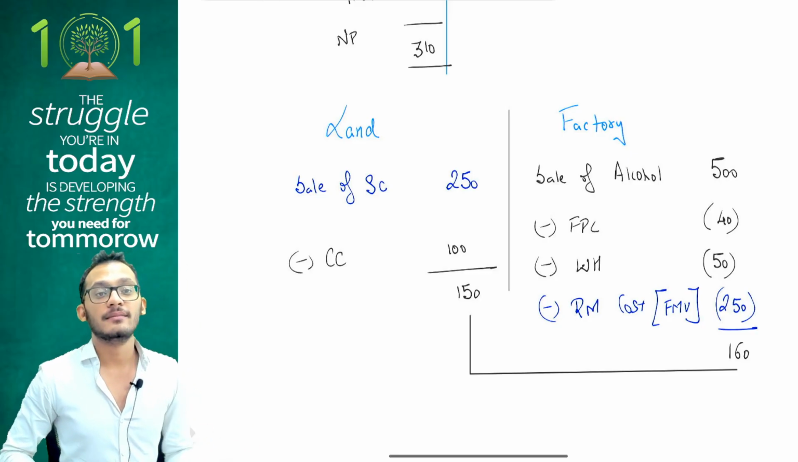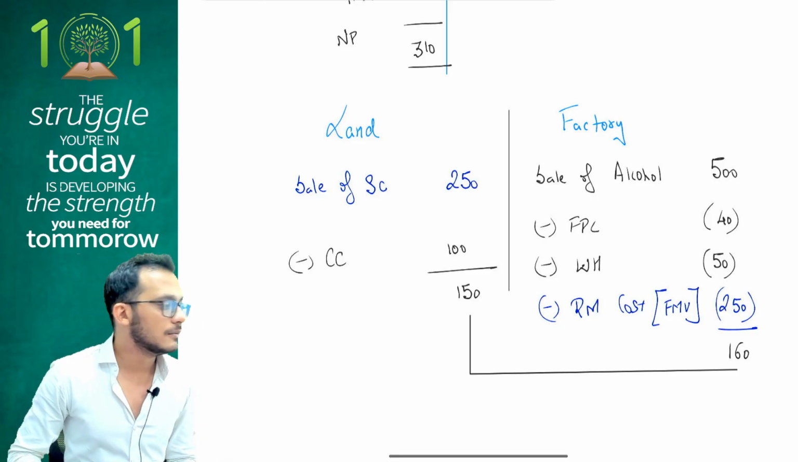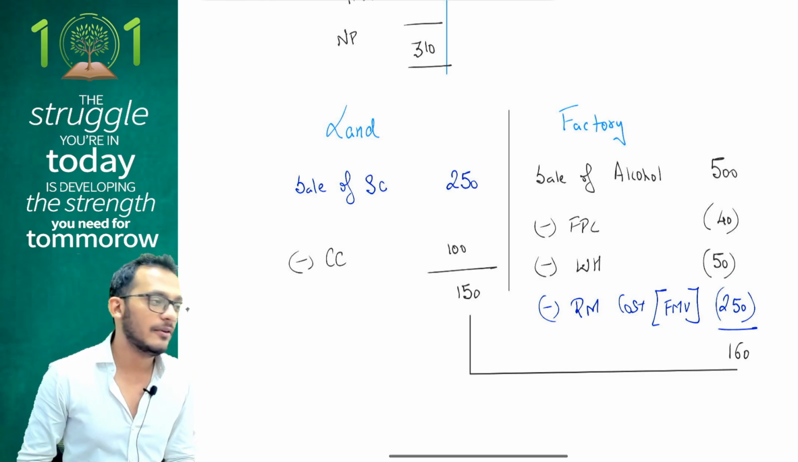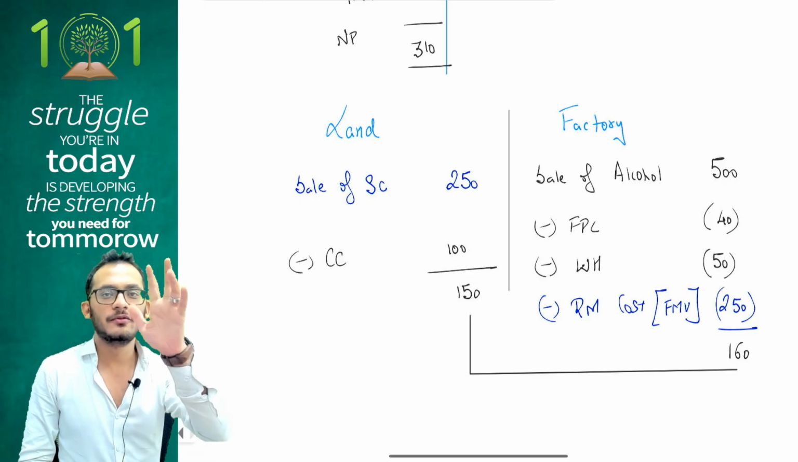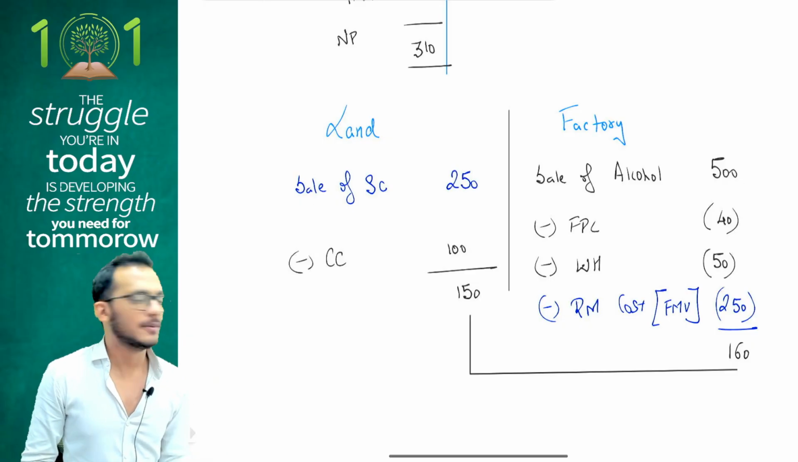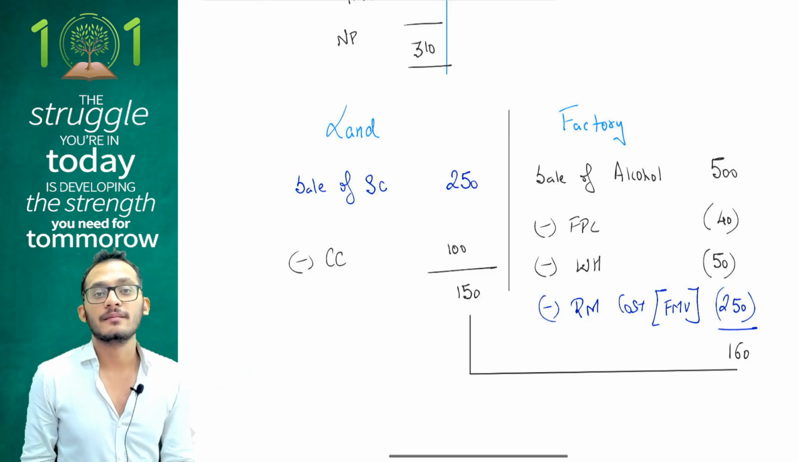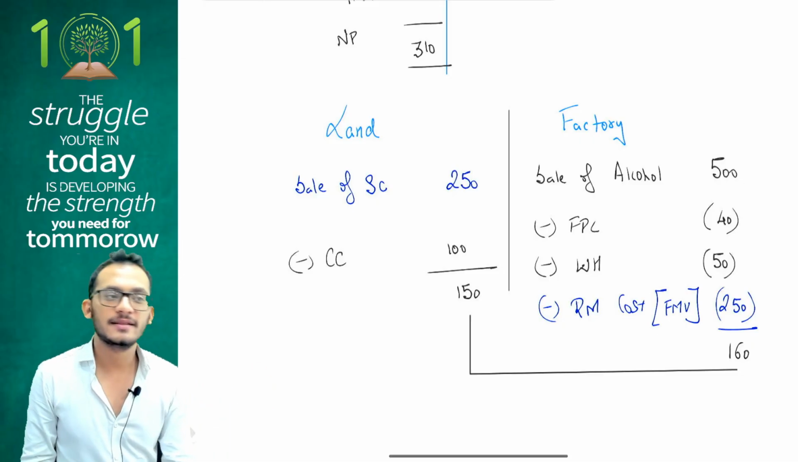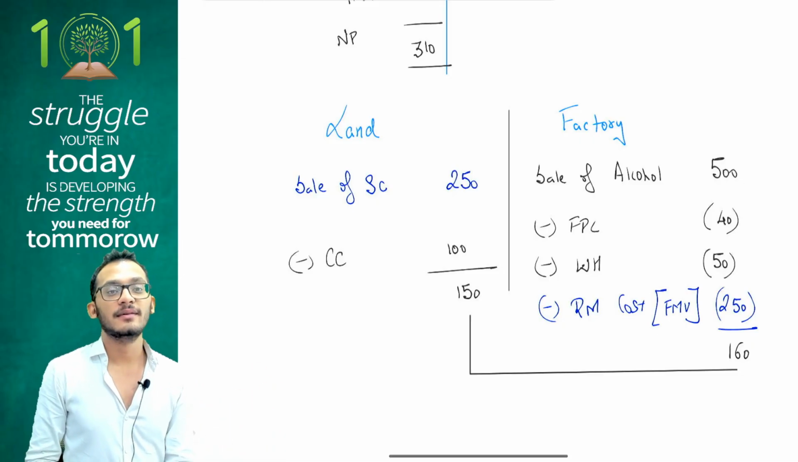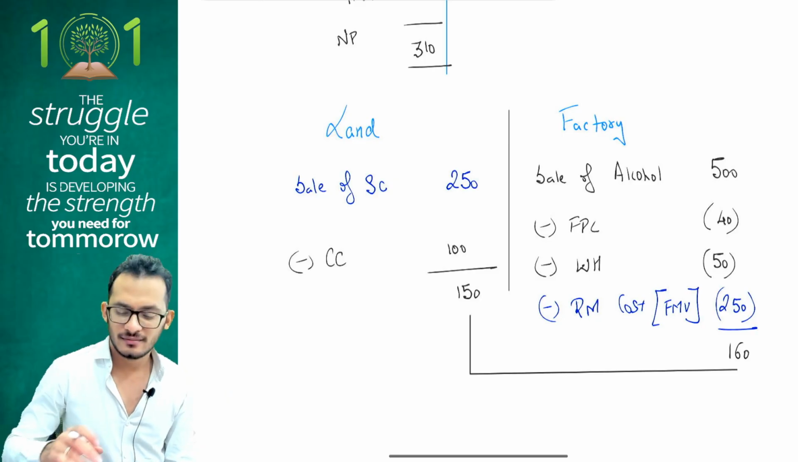Land will sell crops to factory at FMV. Factory will buy crops from land at FMV. You do that, the profit will split. People, 150 becomes agri income, 160 becomes PGBP income. 150 is fully exempt, 160 is fully taxable. That's all.